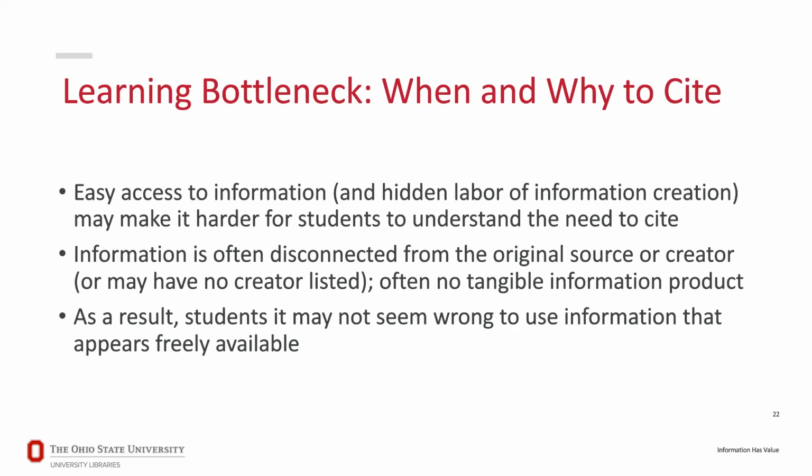Also, a lot of the information that students are encountering is really disconnected from the original source, right? Disconnected from the original container, right? So they find an article, but they don't actually find the journal. They find a chapter, but they don't find the book. A news article, but they don't actually see the newspaper or news site. So everything is kind of disconnected from each other. And so in that situation, it can be easy to see why someone would think, well, what does it really matter? Everyone has access to this freely out there. So why do we really need to cite it?